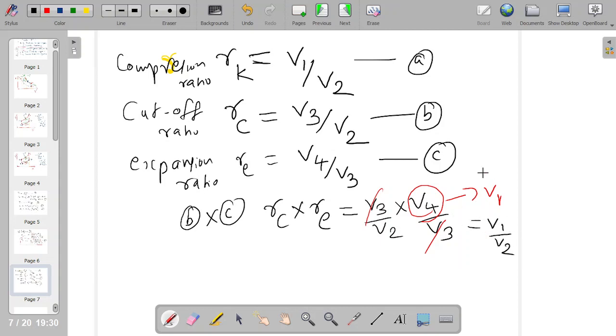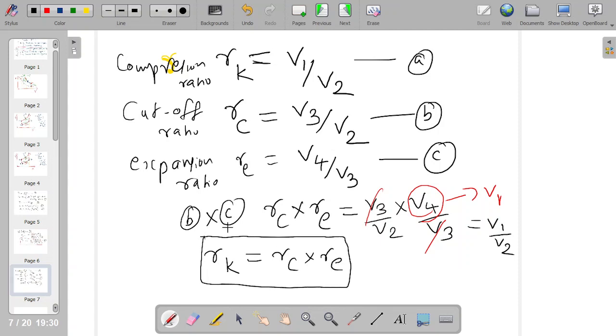Now, what is V1 by V2? From this, it is the combustion ratio. So we can say Rk is equal to Rc into Re. We have obtained another equation which connects these three volume ratios, so that we can reduce the equations, and let it be equation D.